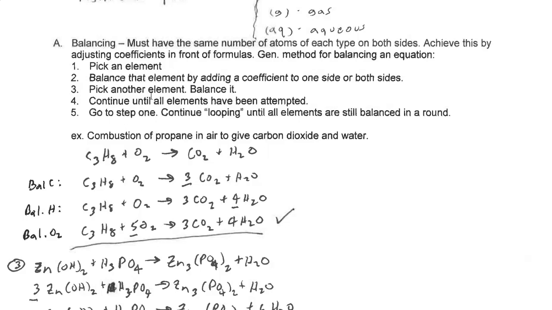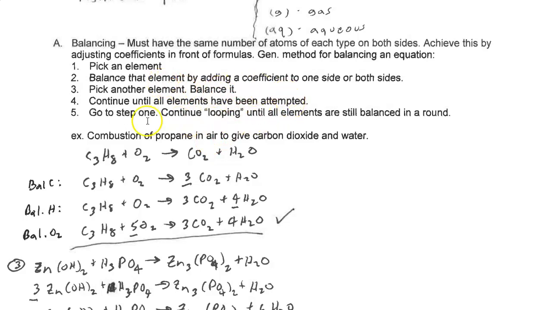So you're going to get that one balanced. Then you're going to go to the third element and balance that, and the fourth element, balance that. You're going to keep going until all your elements have at least been attempted once. Once you do that, you're going to loop back up to step 1 and look at that first element. If it's messed up, you're going to fix it. If it's not messed up, you're going to leave it alone. Don't fix things that aren't broken. Then you go to the second element, and then the third element, and so on and so forth.